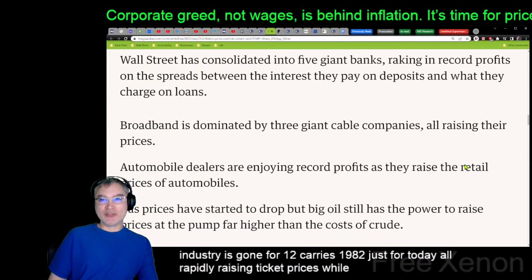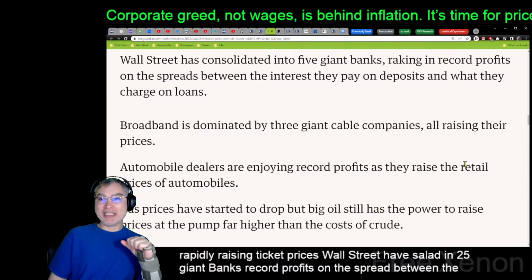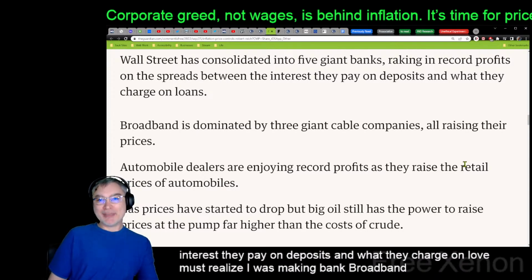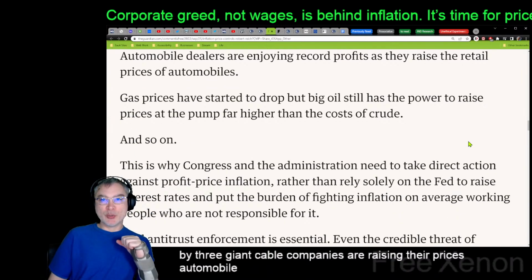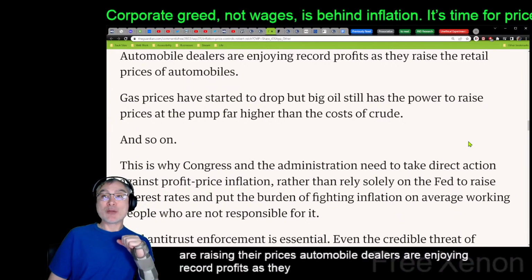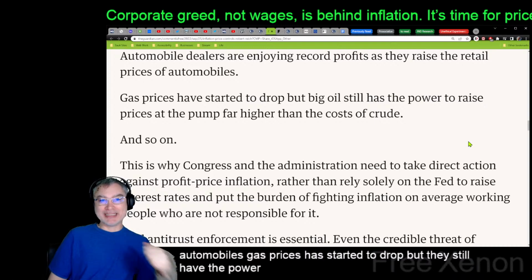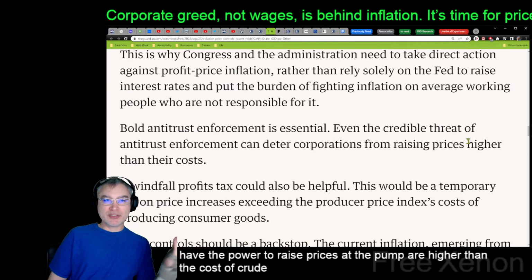Wall Street has consolidated into 5 giant banks, raking in record profits on the spreads between the interest they pay on deposits and what they charge on loans. Wall Street is always making bank. Broadband is dominated by 3 giant cable companies, all raising their prices. Automobile dealers are enjoying record profits as they raise the retail prices of automobiles. Gas prices have started to drop, but Big Oil still has the power to raise prices at the pump far higher than the cost of crude, and so on.